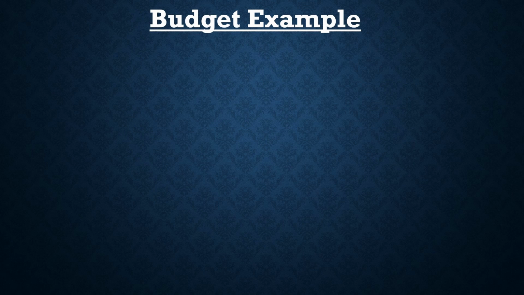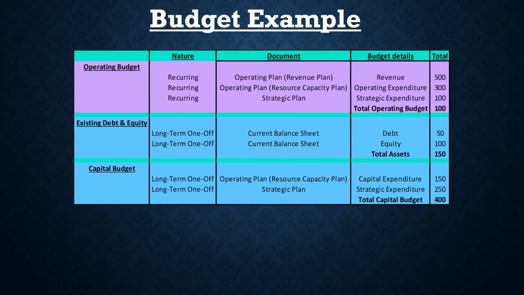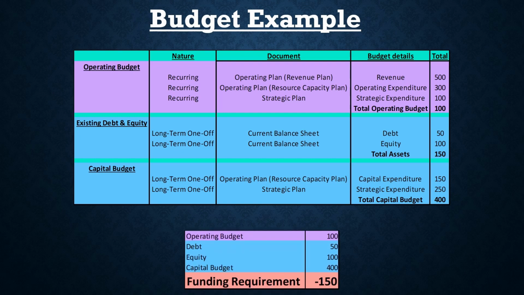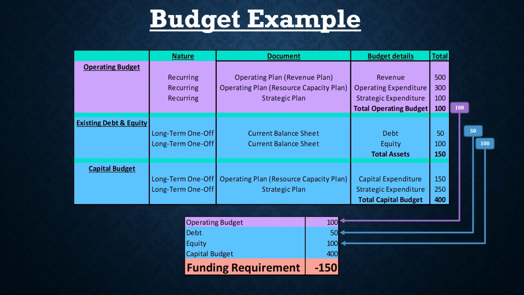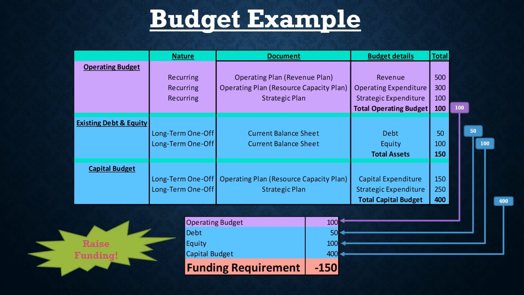In the following example, we can see a simplified budget that illustrates the key points discussed so far. Here we see an operating budget surplus of 100, existing debt and equity of 150, and a total capital budget of 400, resulting in a funding requirement of 150.